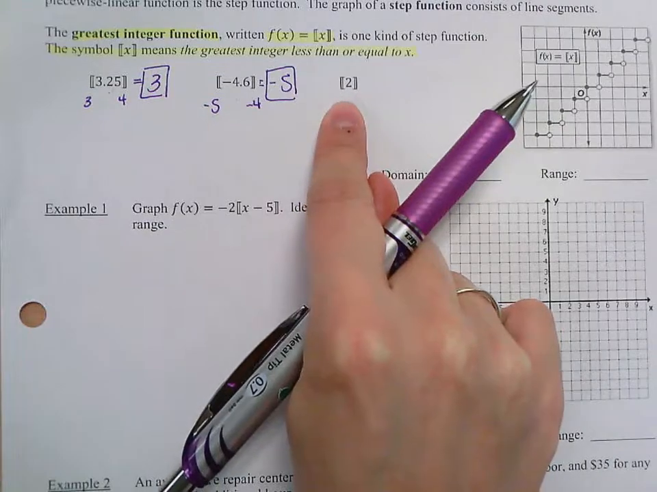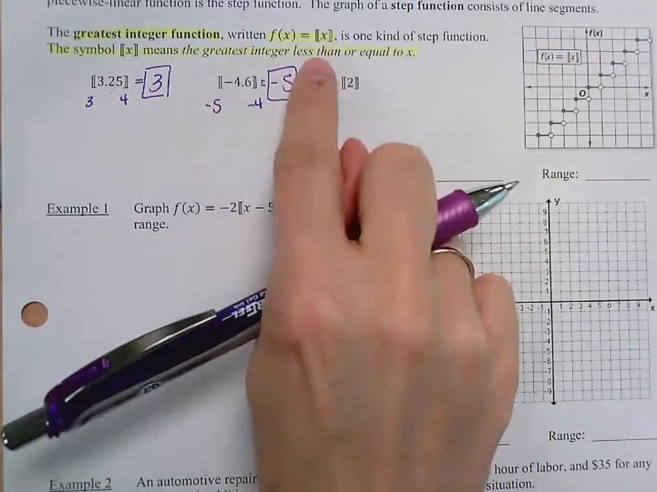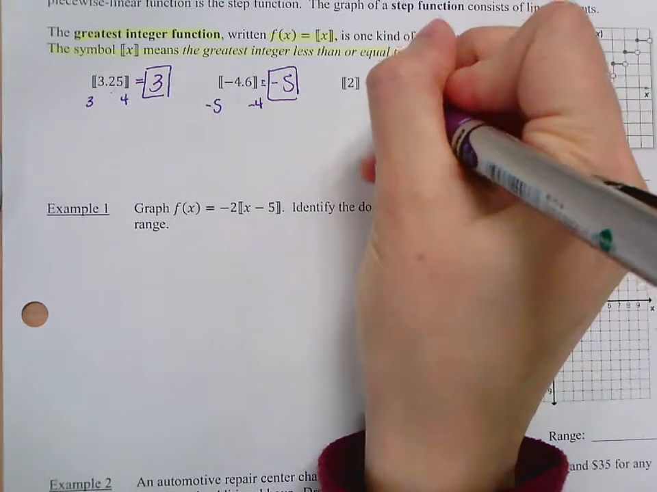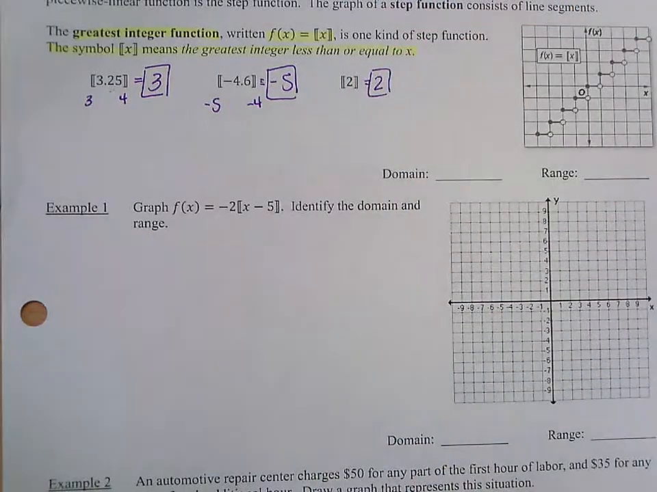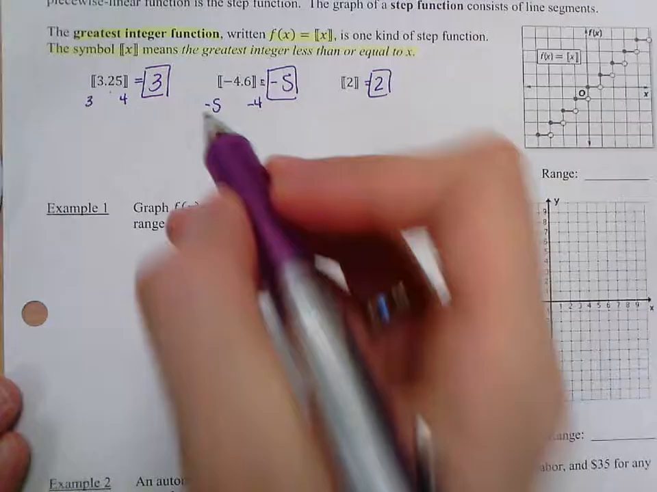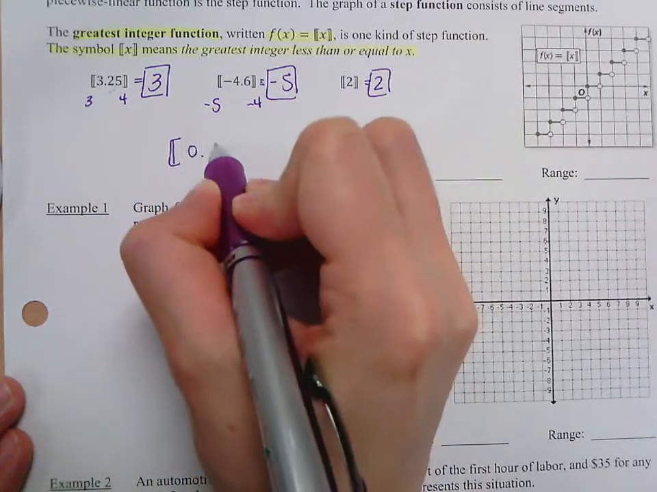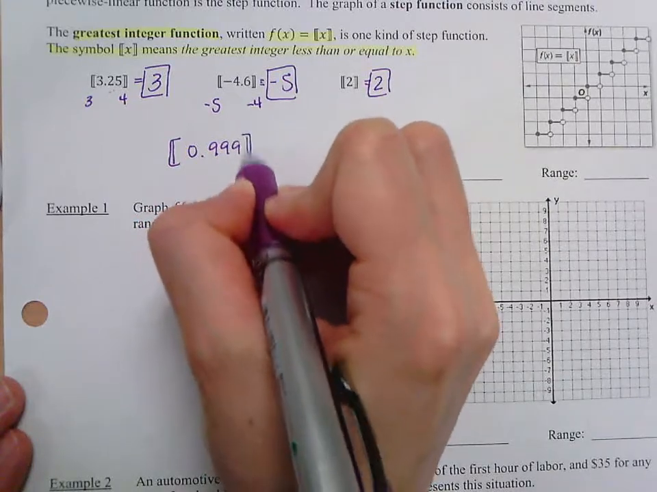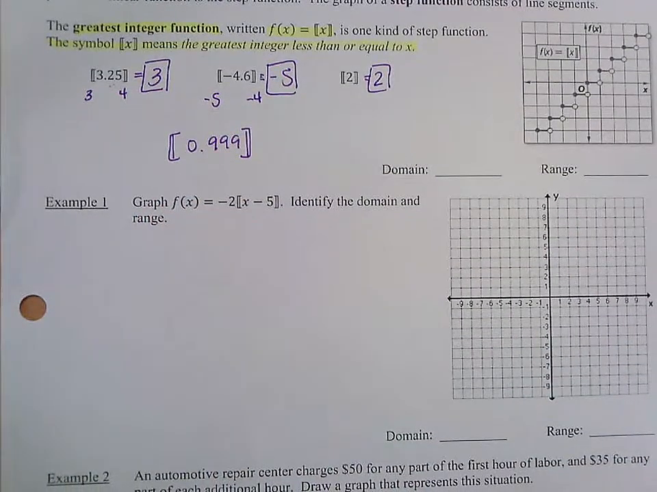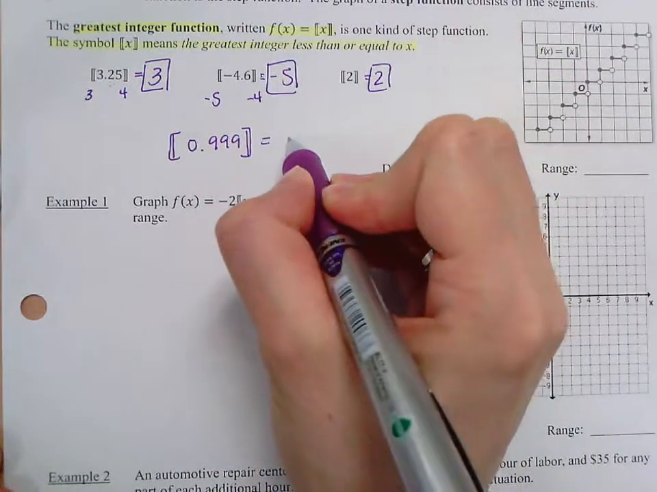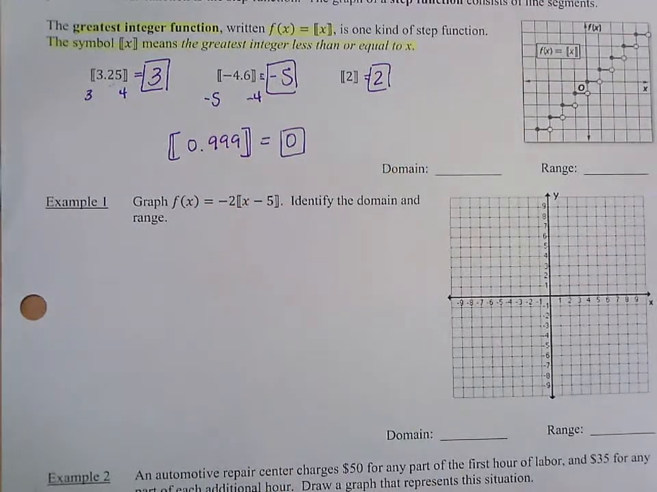And if you have an integer in there, because it says greatest integer less than or equal to x, it's equal to itself. So if you're inputting an integer, your output is that same integer. Even if I had 0.999, that is going to round down. The output for this is 0, because that is between 0 and 1, so it would round down to the 0. So that's what that symbol means.